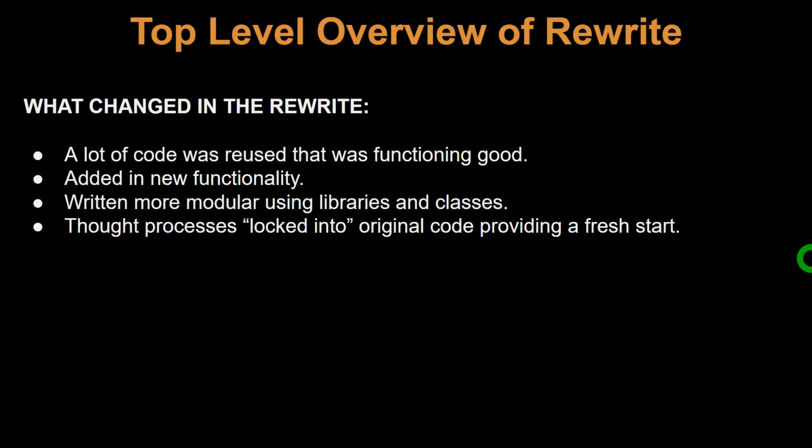Now the next thing would be what changed in the rewrite. First things first, a lot of the code was reused that was functioning good. And I think that's very true of probably 70 to 80% of the code. A lot of it was working very reliably, or components of an overall function were working very reliably. So all I needed to do was maybe pull out a portion of that logic and substitute it with something utilizing the new sensors or a different way of using a particular sensor, and that led to new capabilities and new features as well.